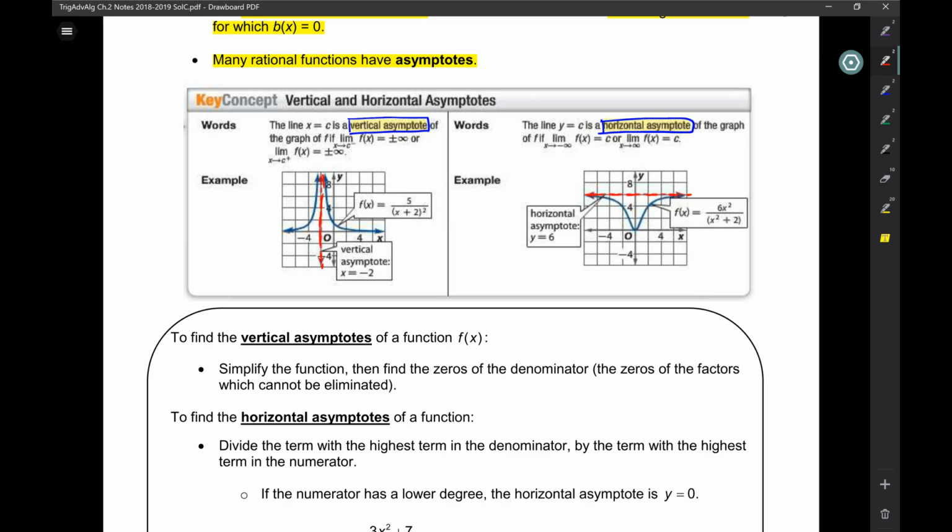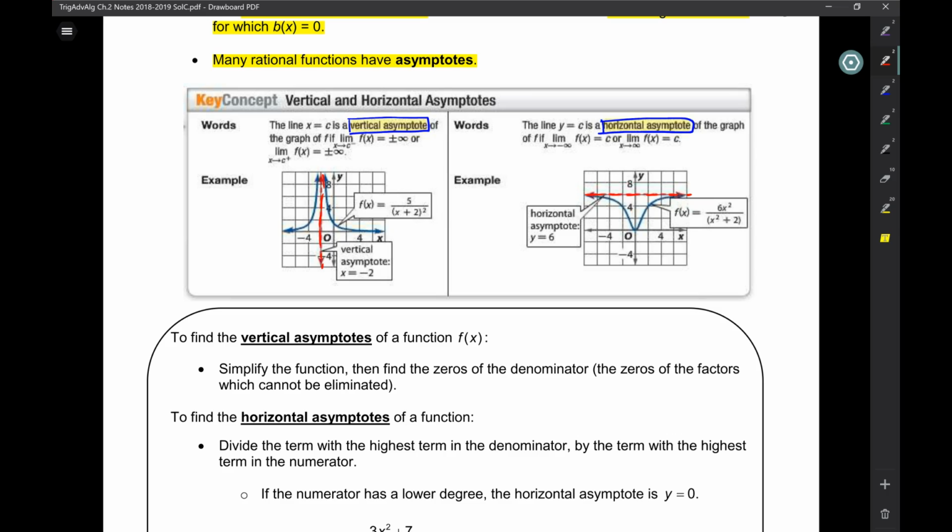Now, a few things about vertical and horizontal asymptotes. We've touched on vertical asymptotes before. Vertical asymptotes are like walls, solid walls. They're like a force field that you cannot penetrate. There is no way a graph could cross through a vertical asymptote. No way. All right?